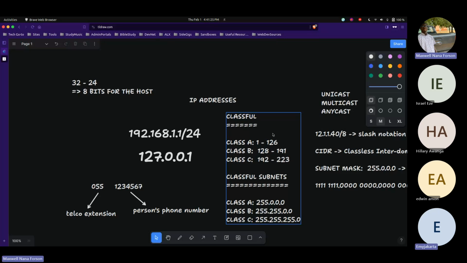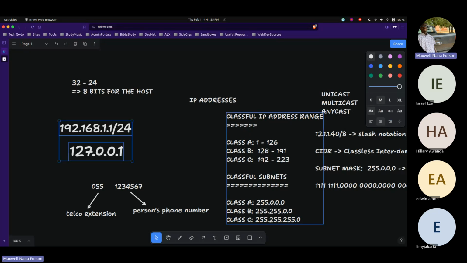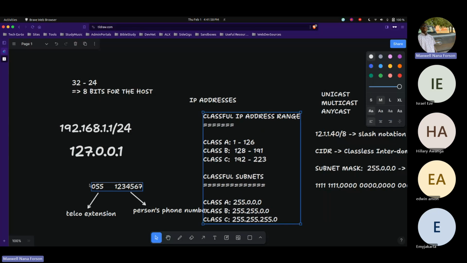Sorry, come again. Yeah, it's like you're trying to explain the difference between the classful and the classless subnets. No, I'm saying that the classful IP addressing, the classful over here is actually not complete. There's a classful IP address range, and then for the classful address range, there's also the default subnet mask that they have.